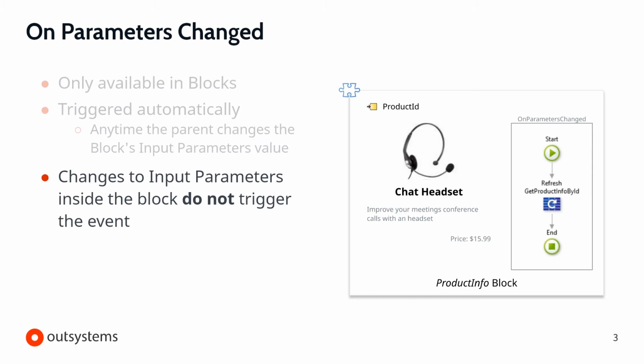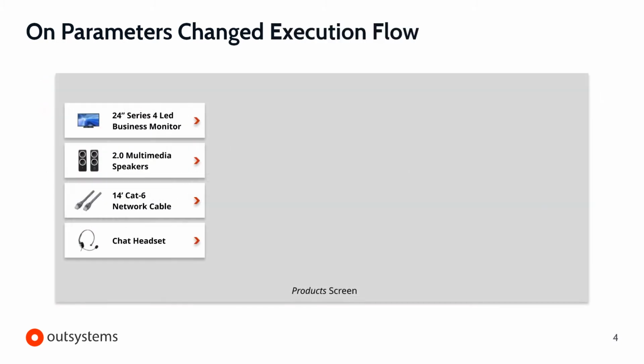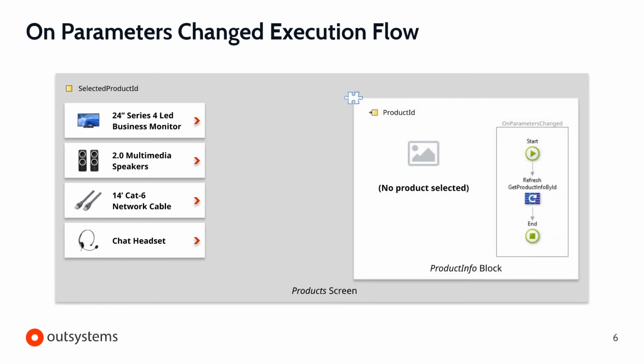Let's see how this actually works. Here we have a screen with a few products on the left. This screen also has a local variable that holds the ID of the current selected product. Currently, no product is selected. On the right side of the screen, we also have a block to display the details of a specific product. The selected product ID local variable of the screen is passed to the block input parameter product ID. Since no product is selected on the list, no info is displayed.